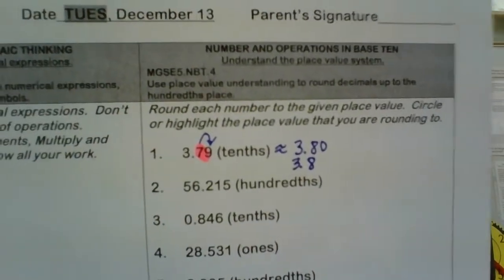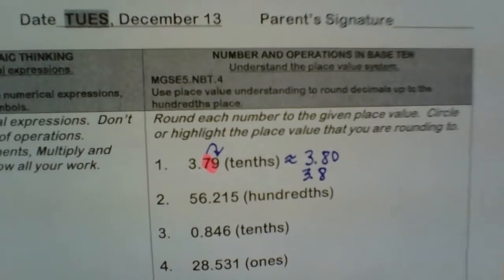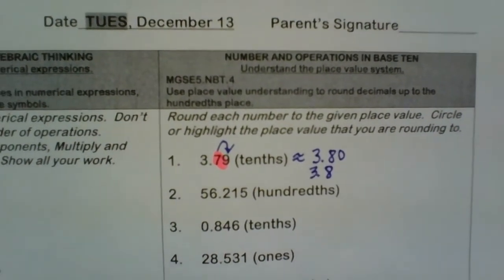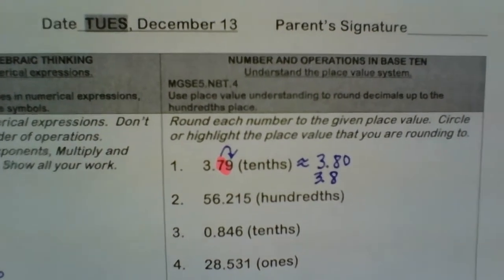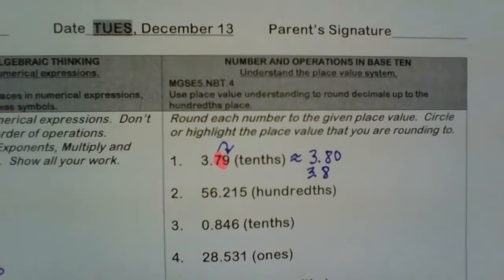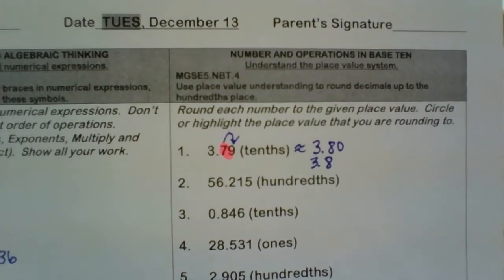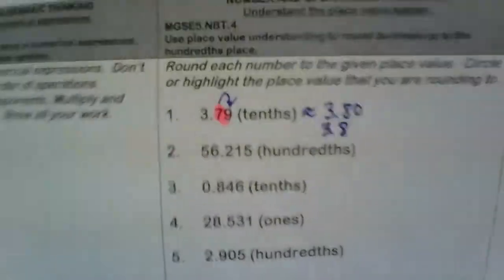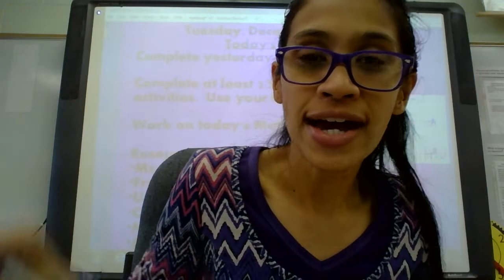Read that number with me. It says 56 and 215 thousandths. Now, we are rounding to the hundredths place. Which digit is in the hundredths place? Remember, after the decimal, you go tenths, hundredths, thousandths. Which one is it? It's that 1. Highlight that 1.